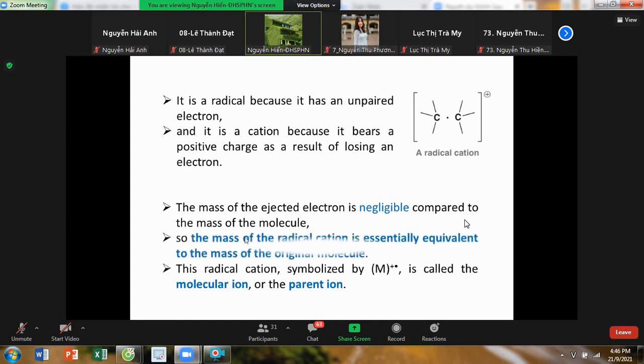So the mass of the radical cation is actually equivalent to the mass of the original molecule. The radical cation is symbolized by M plus and a dot, and it is called the molecular ion. You have to remember these terms. Molecular ion, or the parent ion; parent ion is not so commonly used. We use molecular ion, and it is drawn as M plus and a dot.